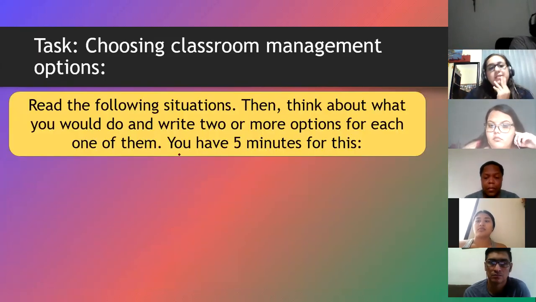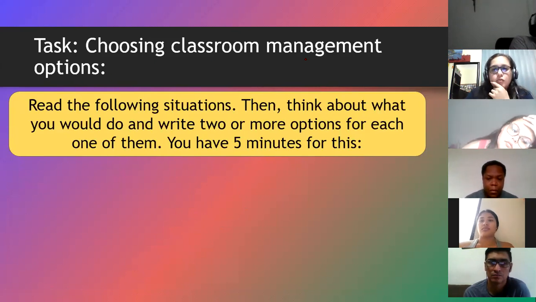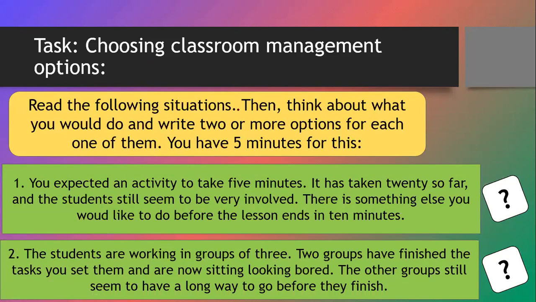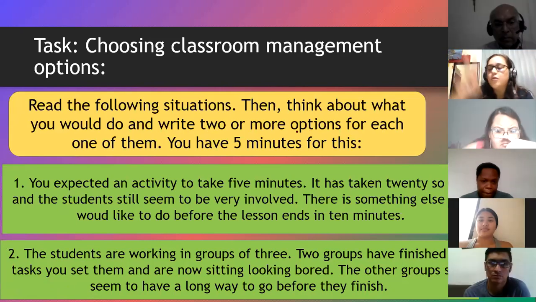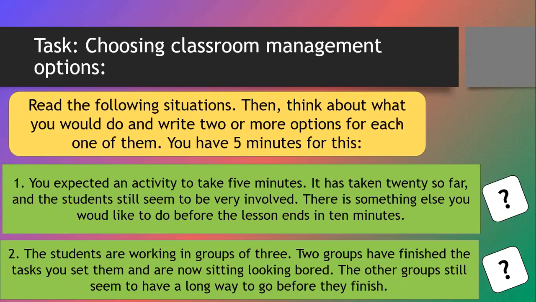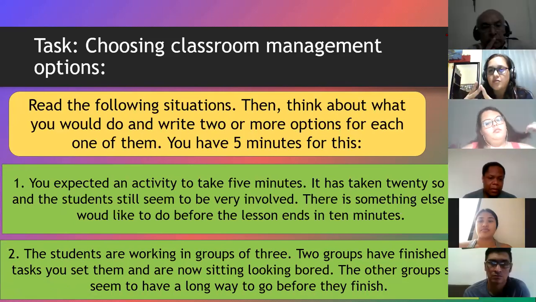So this is what I'm going to ask you to do. In here it says choosing classroom management options. You're going to read the following situations. These are the following situations, okay? And I want you to think about what you would do, and you can write in the Zoom chat one or two or more options if you want about what you would do in these situations, like what is going to be your decision and your action, in these two situations. So who can help me read situation number one?